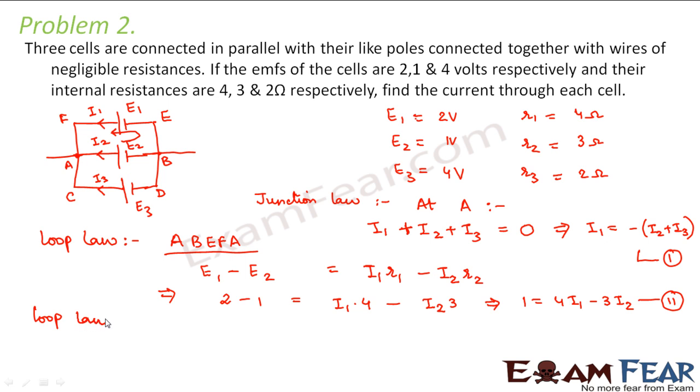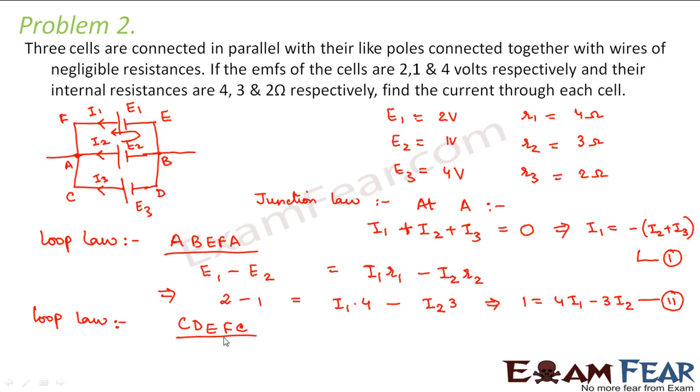Now we will apply loop law to another closed loop, that is C, D, E, F, C. That is the bigger loop. Why do we consider this loop? You can take any other loop as well. It is just that you will get expressions depending on the same. You just need 2-3 equations to solve. Since you have 3 variables, you need 3 equations.